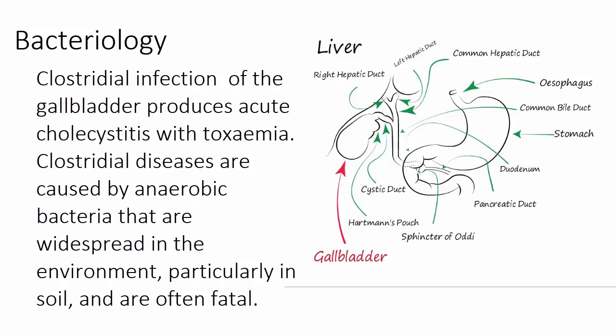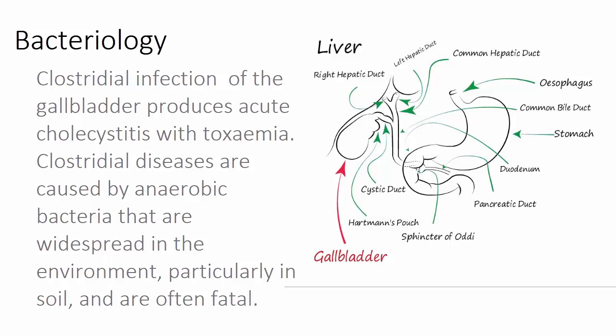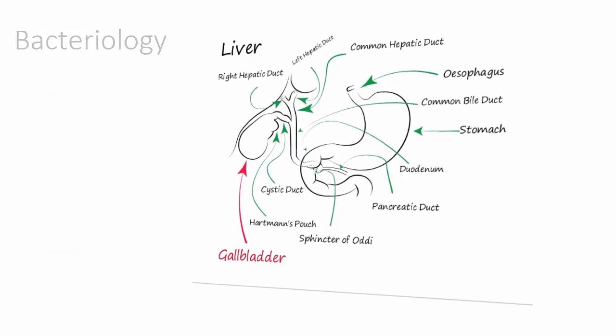Clostridial diseases are caused by anaerobic bacteria that are widespread in the environment, particularly in soil, and are often fatal. Toxemia is defined as blood poisoning by toxins from a local bacterial infection.